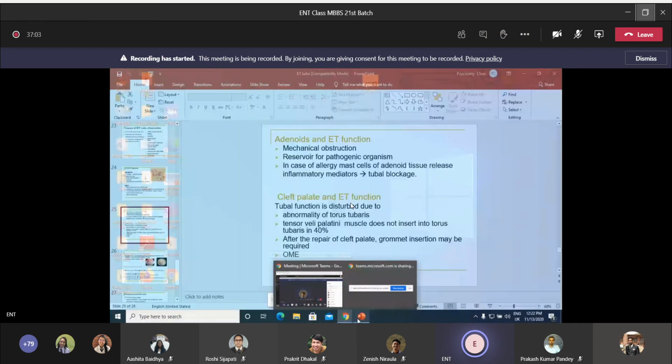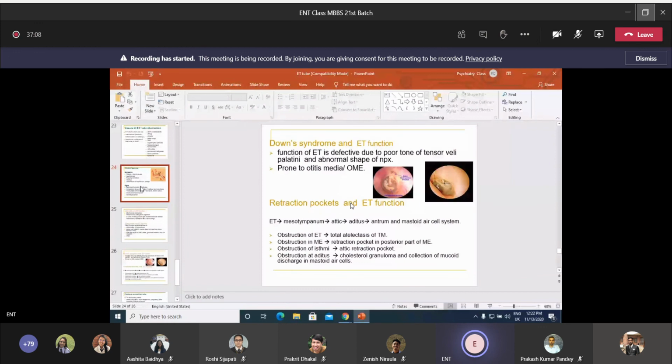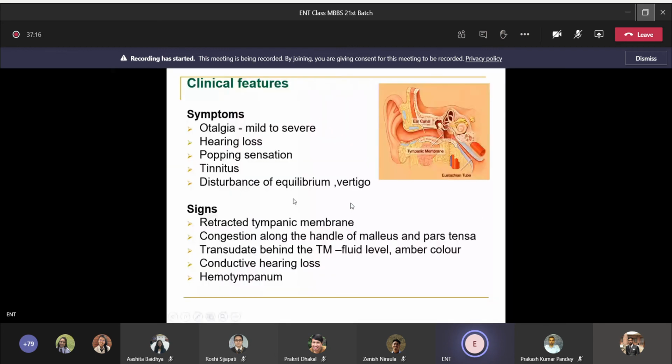Yes, ma'am. Okay. Now, see, the causes of eustachian tube dysfunction are already spoken. Now, the symptoms might be hearing loss, otalgia, popping sensation in the ear or clicking sensation in the ear. Sometimes the patient might come with tinnitus, disturbance of equilibrium or vertigo. Okay, so if there is this symptom, then you always have to ask about all the predisposing factors of eustachian tube dysfunction like URTI, allergy, mass.